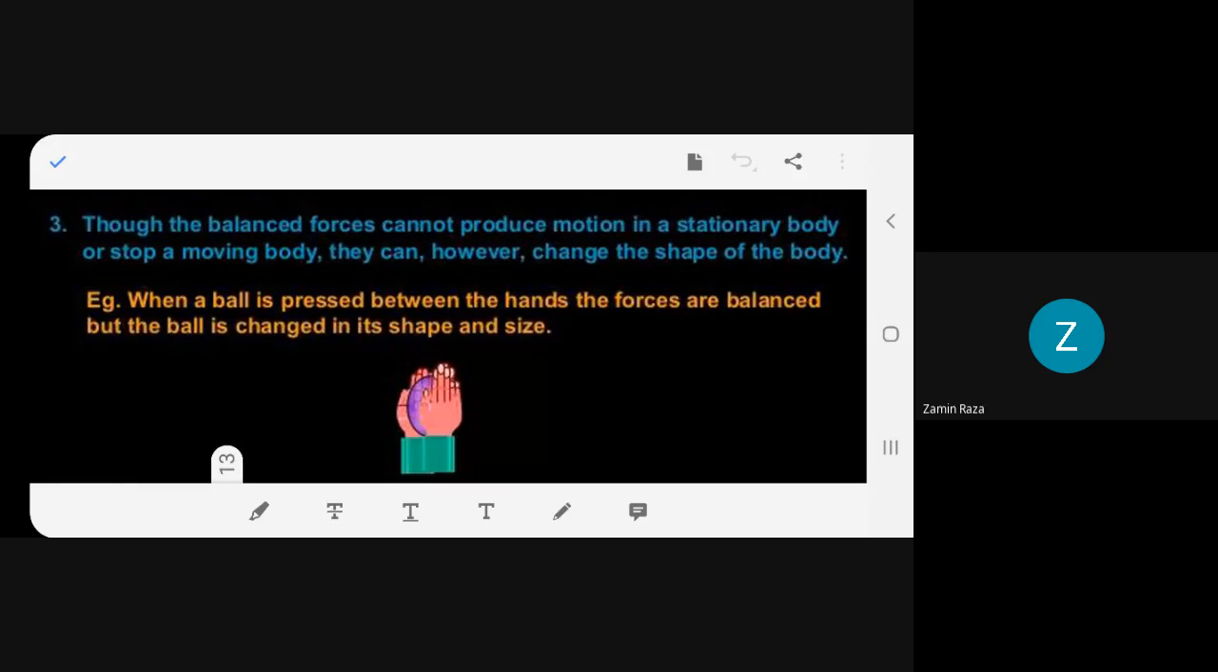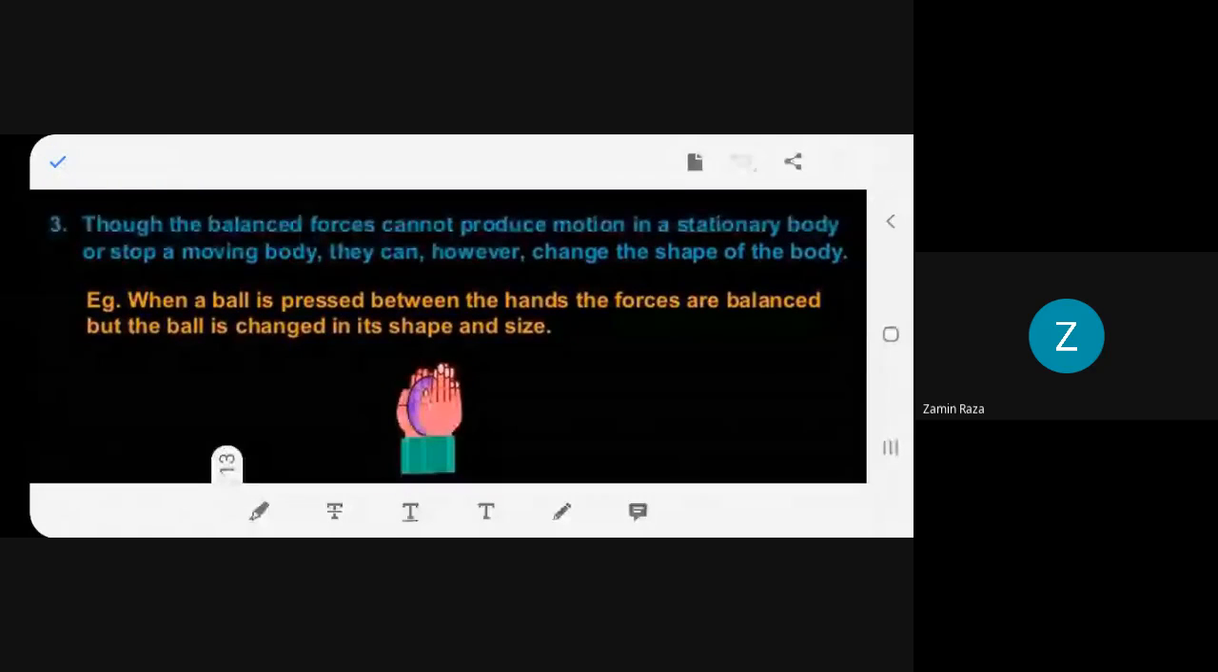For example, you take a ball in between your hands and press it. So the body is already at rest, we know that, but it can change the shape of the ball and also the size of the ball. The ball is circular. I just press it, it gets a bit flat, not much, but a bit flat, and the size will increase. Am I right?